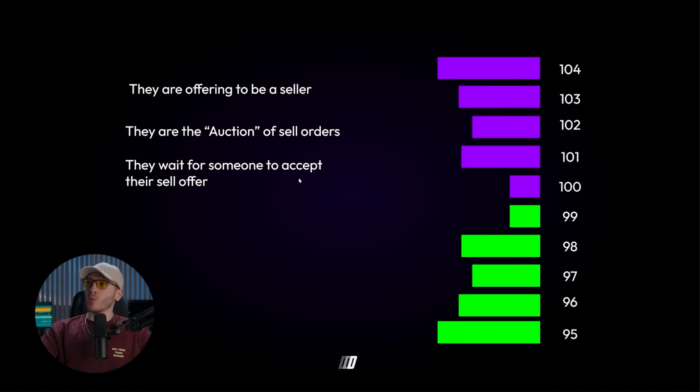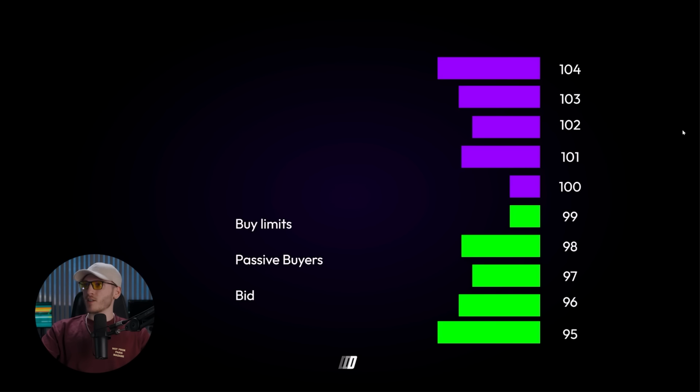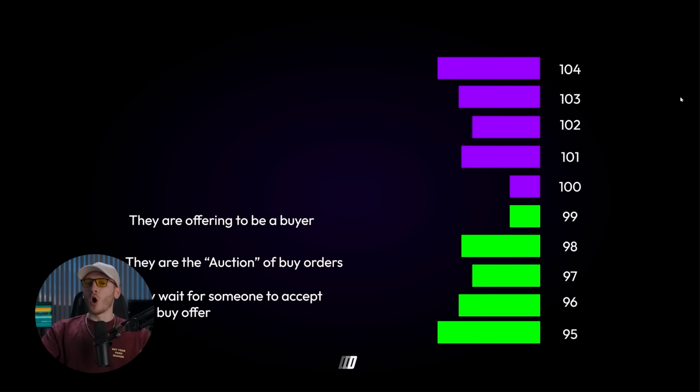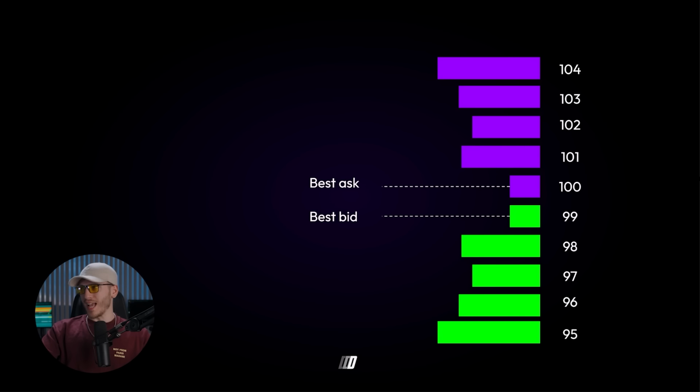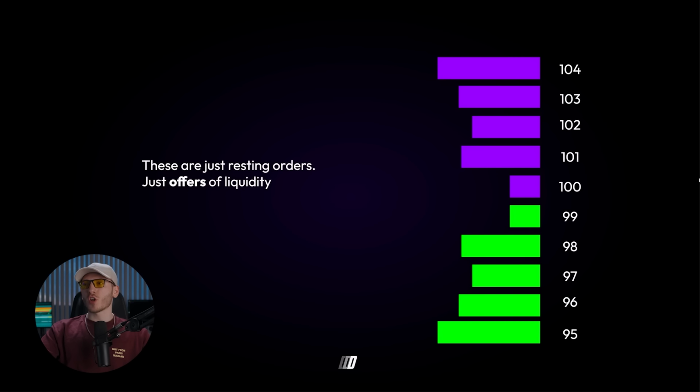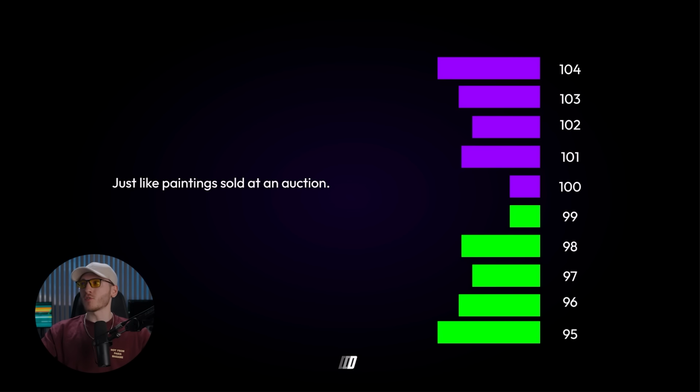They wait for someone to accept their offers and accept paying a slightly higher price. Down here instead, you have buy limits or passive buyers, also known as the bid. They are offering to be a buyer. They are the auction of buy orders, and they wait for someone to accept that buy offer. We call these the best bid and the best ask. And again, these are just resting orders. They're offering liquidity, just like paintings sold at an auction. Price will not move if someone doesn't come and say, hey, I am willing to pay a higher price.